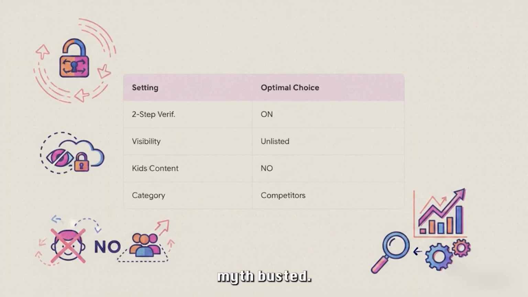All right, with that myth busted, let's get into the actual foundation. These are the toggles and drop-downs that tell the algorithm exactly who you are, what you make, and most importantly, who actually wants to watch it. First up, 2-step verification. It has to be on. If it's not, the algorithm literally doesn't even view you as a serious creator.